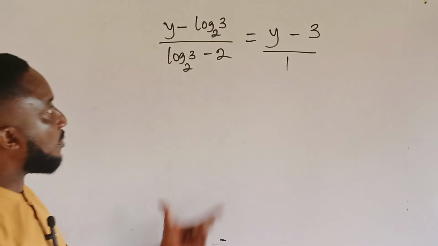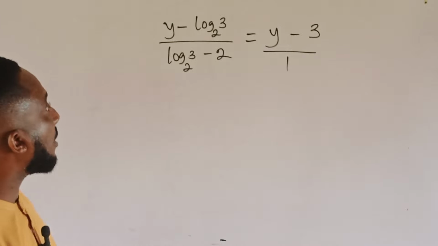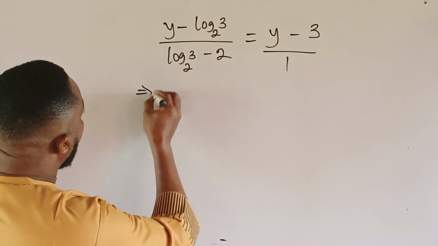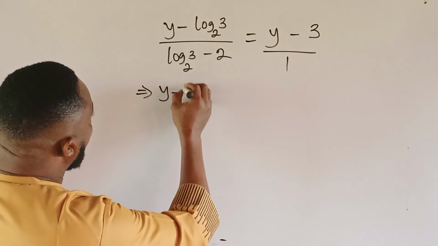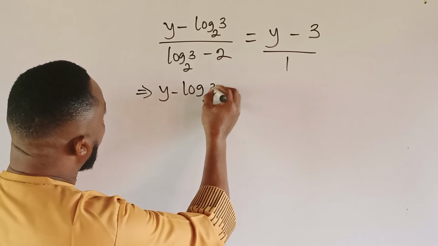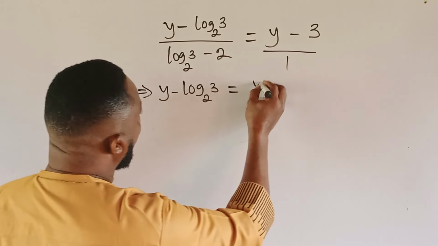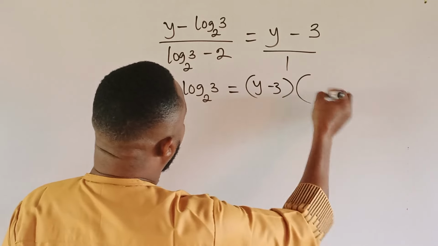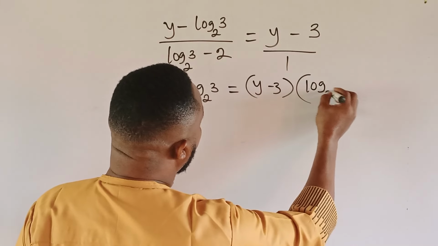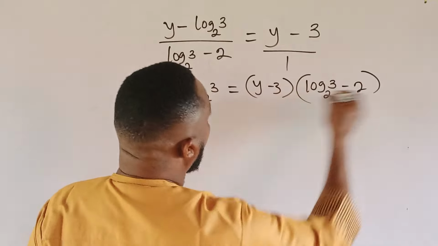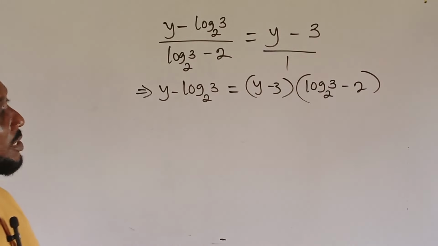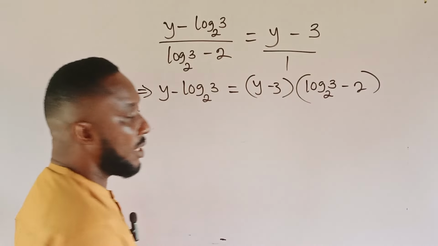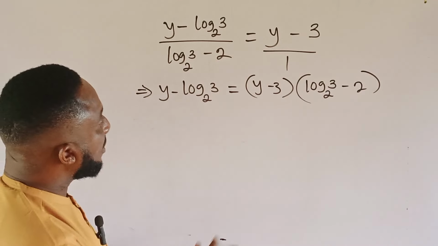So since the fraction is balanced, we can then cross multiply. So we are going to be having y minus log to base 2 of the argument 3 equal to (y minus 3) multiply (log to base 2 of the argument 3 minus 2). So the next thing we shall do is to expand the right side.